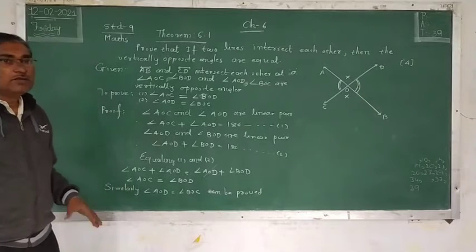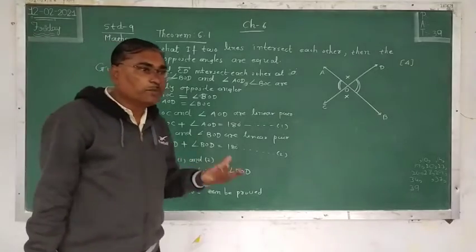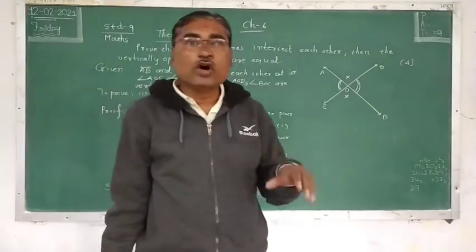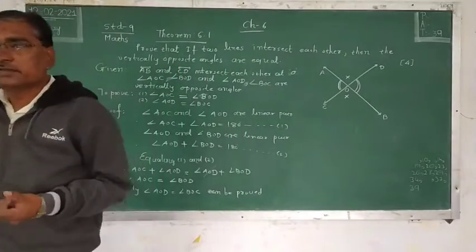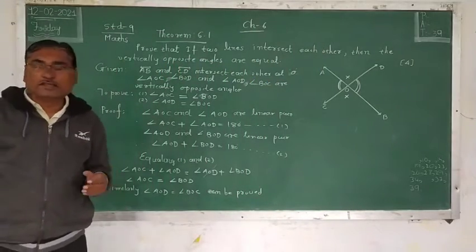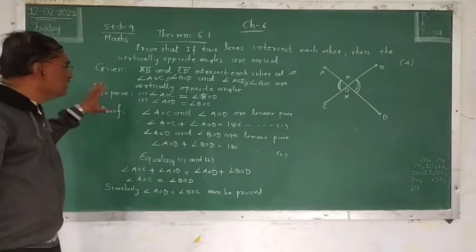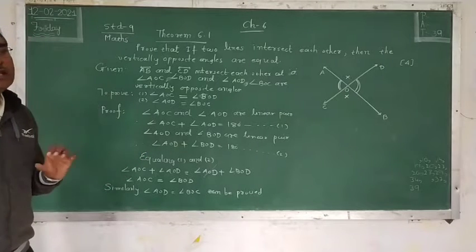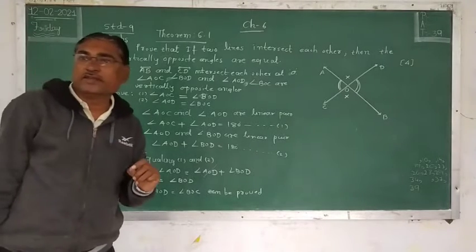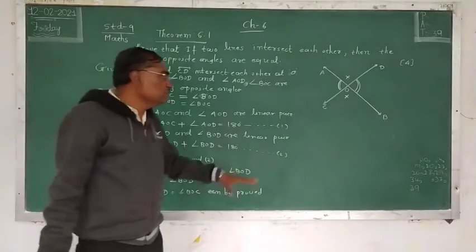We know that vertically opposite angles are equal, corresponding angles are equal, but we don't know how to prove it. This theorem teaches us how to prove this result. Vertically opposite angles are equal, that we have to prove. Now see, this is the figure.